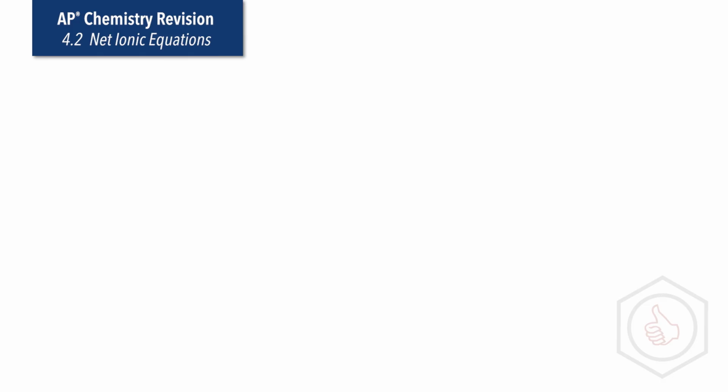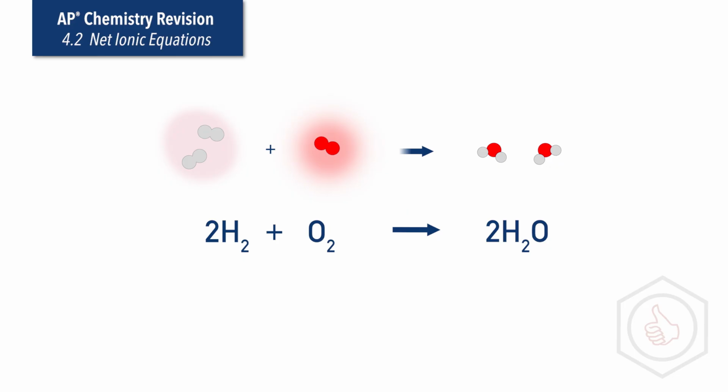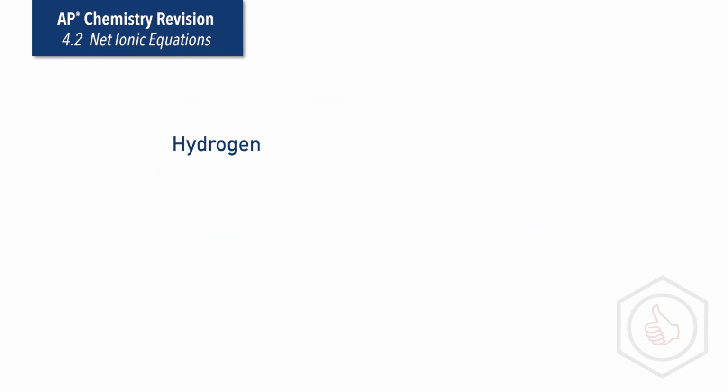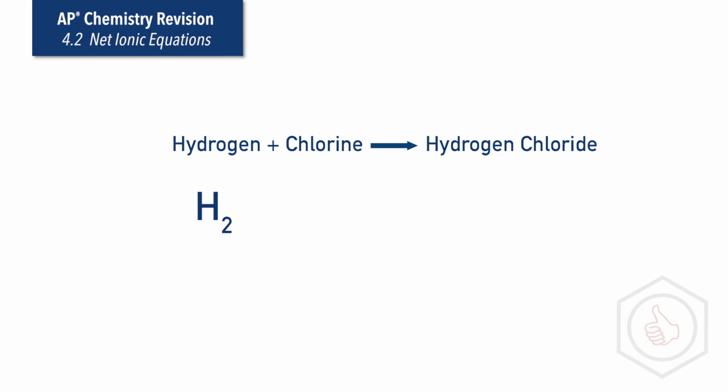In a chemical reaction, atoms are rearranged into new substances. A balanced equation reflects this by showing the correct chemical formulas of all reactants and products and equal numbers of each atom on both sides of the equation. For example, when hydrogen reacts with chlorine to produce hydrogen chloride, we can represent this with a balanced chemical equation as H2 + Cl2 → 2HCl.